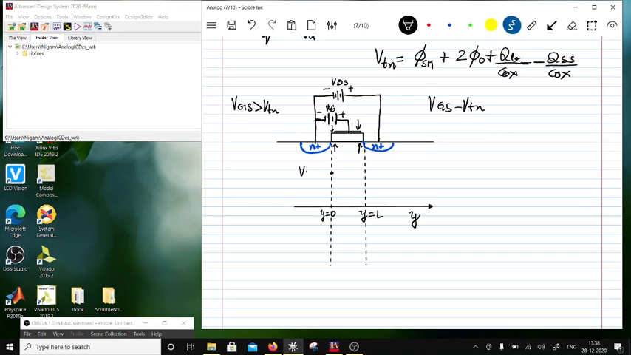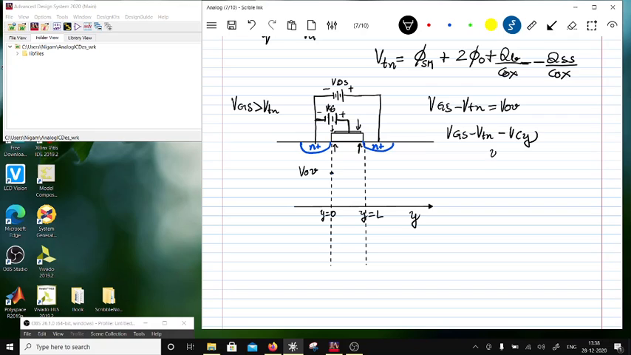Okay, so VGS minus VTN is a quantity, V overdrive. So the net voltage over here is V overdrive, and then I have VDS subtracting from this, right? VGS minus VTN, and then we have the net voltage I'm plotting, right? So this is the maximum over here because VDS is equal to 0 here. So the net voltage is basically VGS minus VTN minus V of Y. It's a function of Y, right?